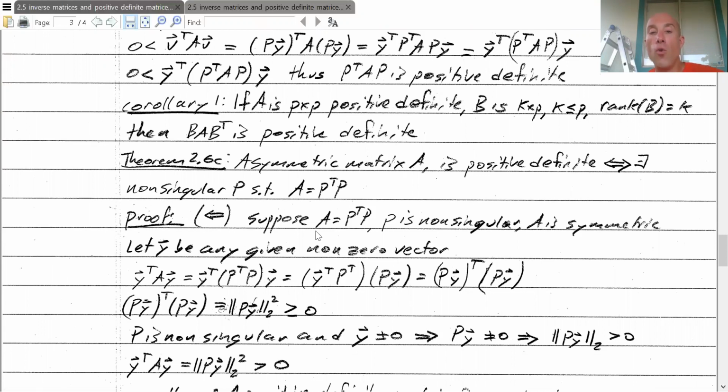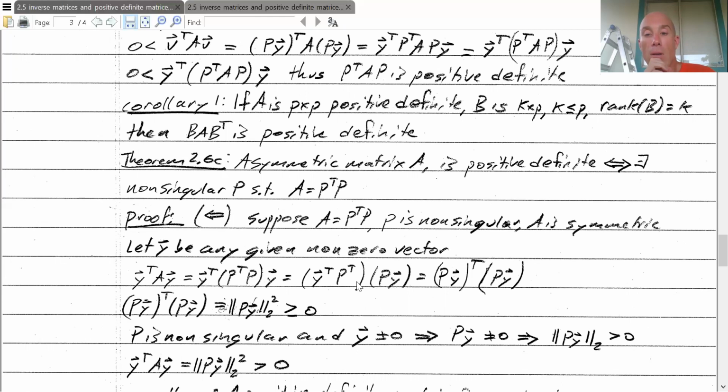All right, so we're going to assume that I can factor A in the special format. P is non-singular by assumption, and A is symmetric by hypothesis. All right, so we're going to let Y be any given non-zero vector. Okay, so a non-zero vector. Then Y transpose times A Y is equal to this. All I'm doing is taking the A and factoring it in the way that we are assuming that we can do. Okay, well, I'm going to go ahead and use that associative property of matrix multiplication, and I'm going to change the order of the parentheses. That's what I do from here to here.